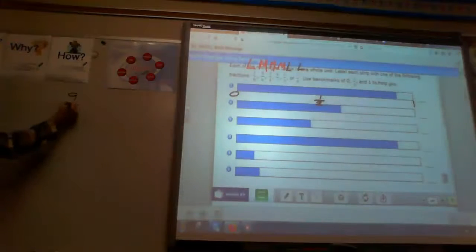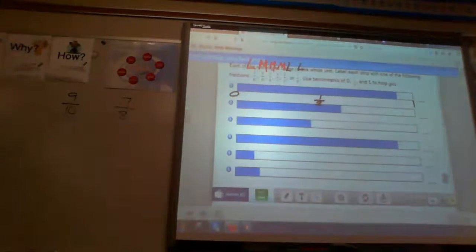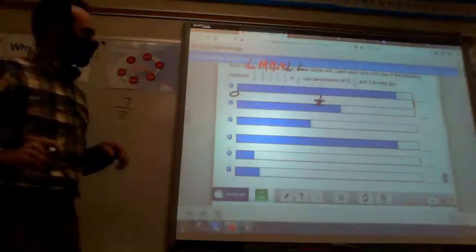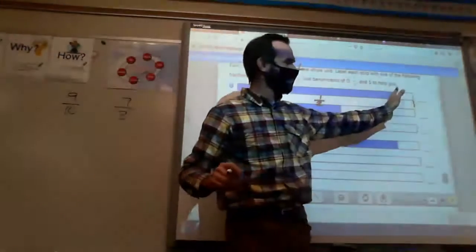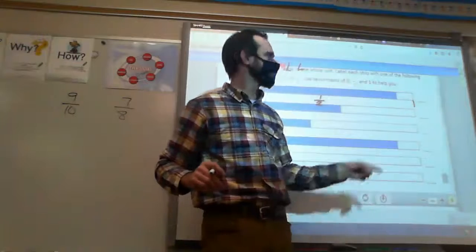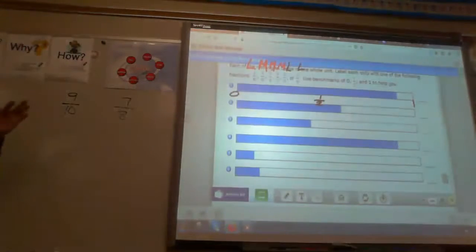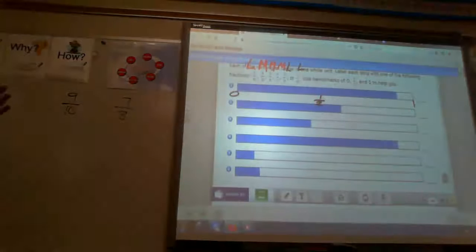So we're looking at 9/10 and 7/8. And if you look on this page, is this one the most filled in or the second most? We have 2 that are really close, right? Which one's bigger? Number 1 or number 4? Number 1. So number 1, we're looking for the biggest fraction.